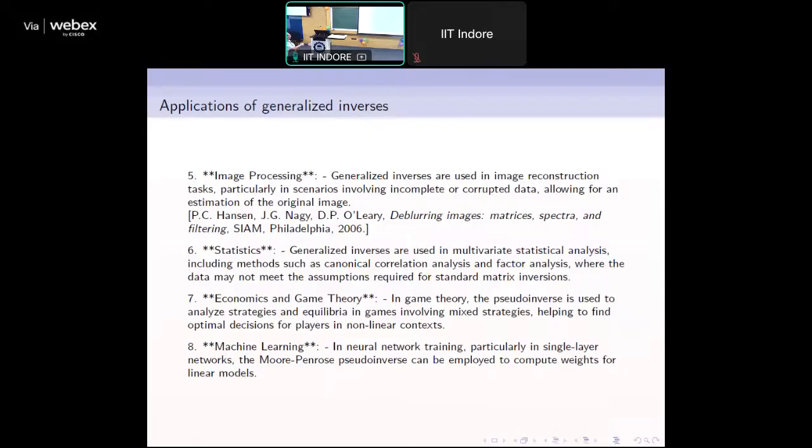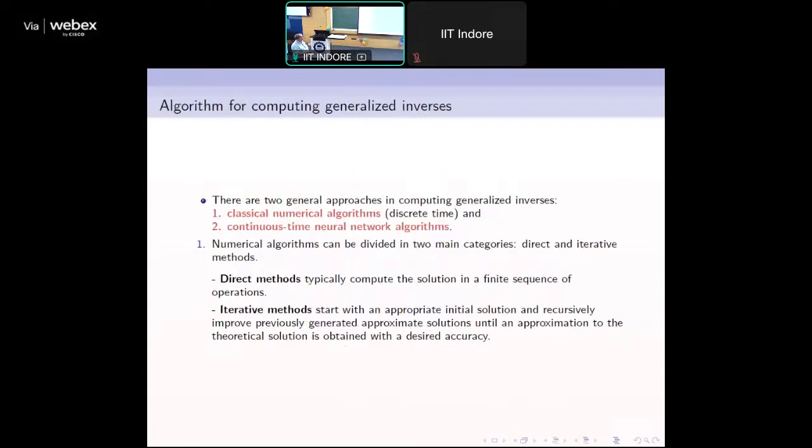Finally, here we will have some structured matrices. For linear uniform blur, it will be a Toeplitz matrix with parallel main diagonals. Applications in statistics, economy, and game theory. Machine learning: the Moore-Penrose inverse and nonlinear optimization are the basis of machine learning. And how to compute generalized inverses.